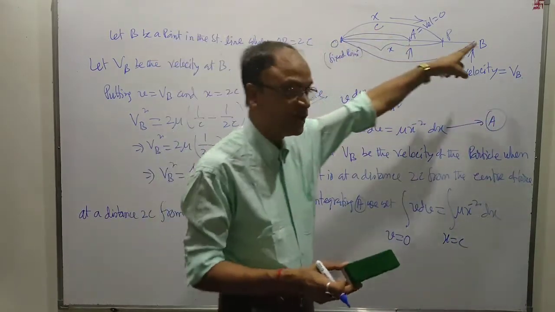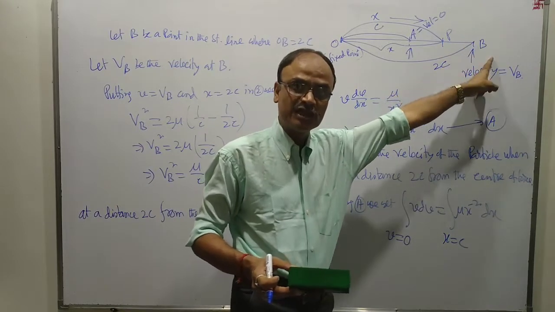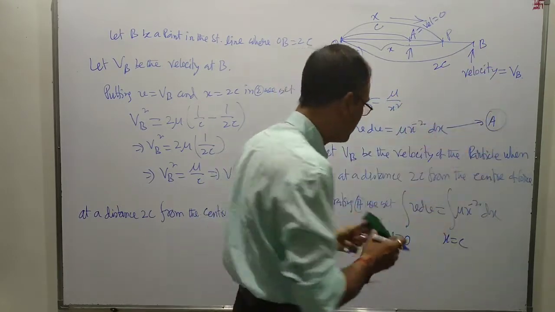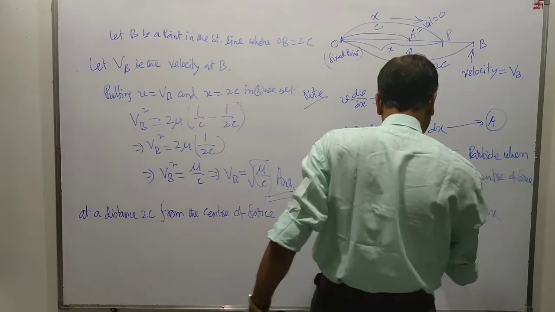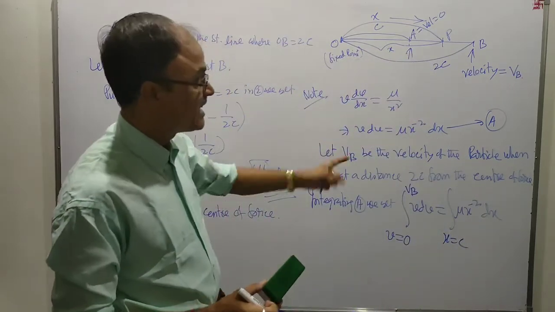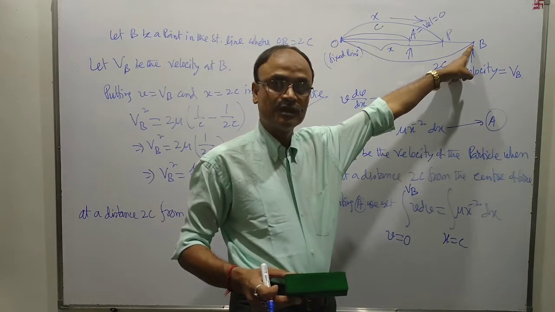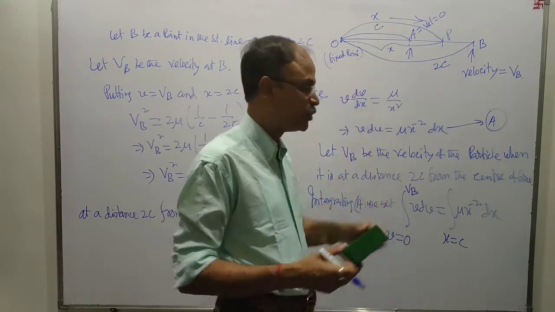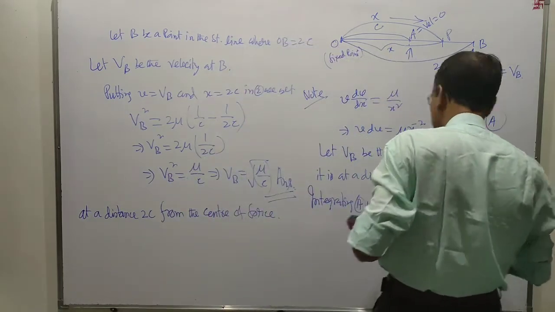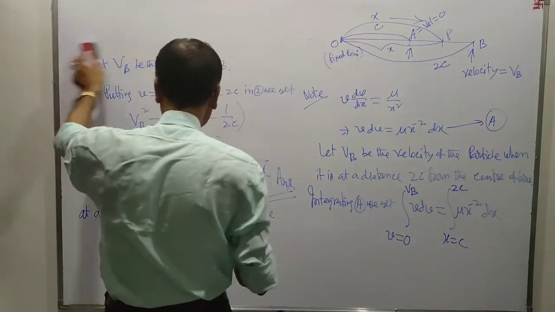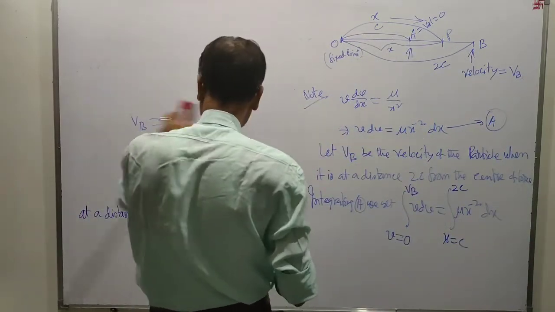When it reaches the point B, its velocity becomes Vb. Write it as Vb. And then the distance of the particle from the center of force O will be equal to twice c. Write like this, twice c. You may apply the definite integral like this.